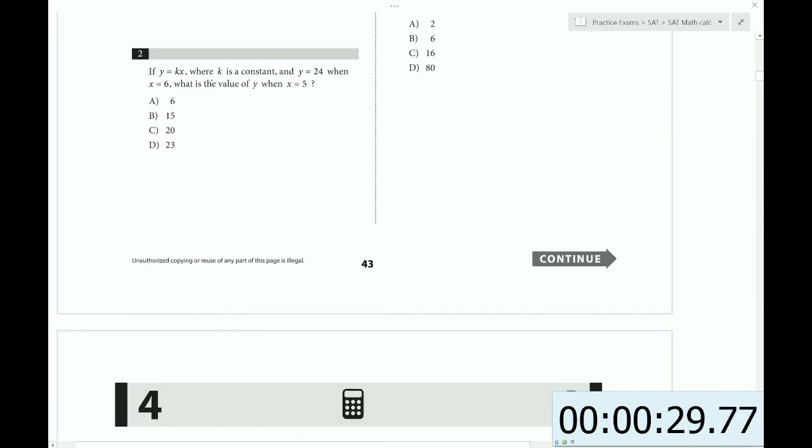If y equals kx, where k is a constant, and y equals 24 when x equals 6, let's plug that in right away. 24 equals 6k. We solve for k, divide by 6 on both sides, and we get k equals 4. What is the value of y when x equals 5? y equals kx. x is 5, and we know now that k is 4, so y would equal 20. Choice C.